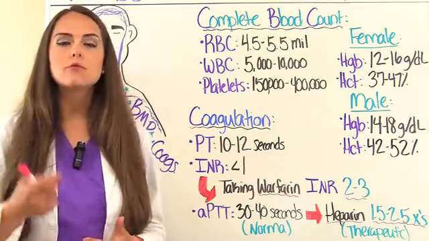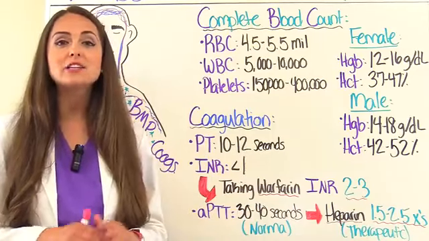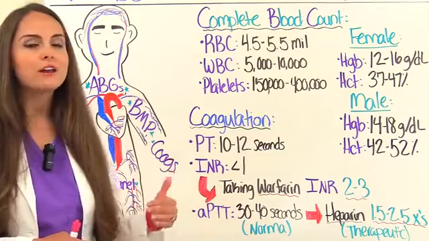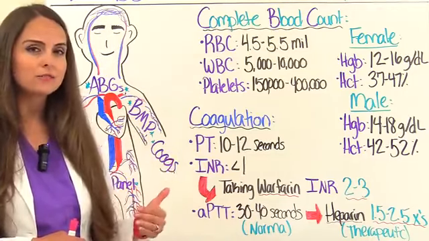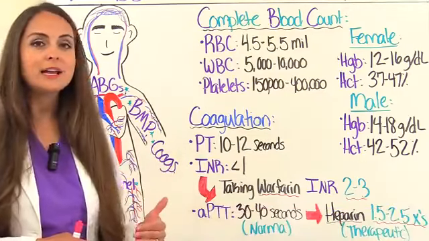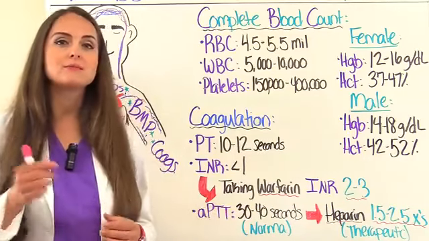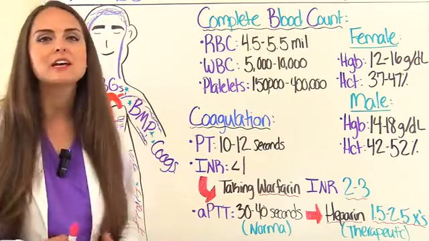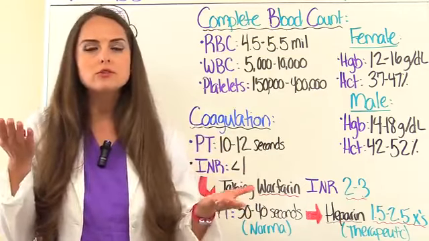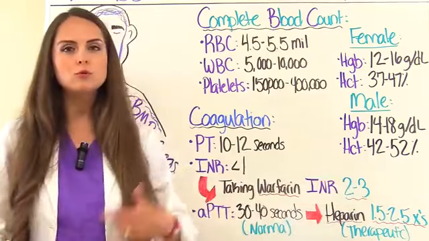PT stands for prothrombin time, and a normal PT level in someone who's not on any anticoagulant should be 10 to 12 seconds. An INR is calculated from the PT, and INR stands for International Normalized Ratio, and normally it should be less than 1, and this is for someone who's not taking any anticoagulants, specifically warfarin. But how about if they are taking warfarin? What do we want that INR level to be so they're therapeutic, so this drug is working to prevent blood clots? We would want their INR to be between 2 to 3.